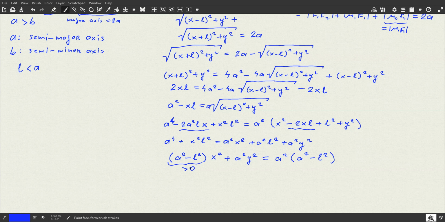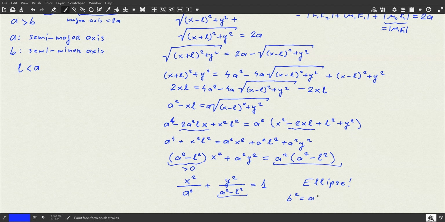Okay. So now, dividing the left-hand side and the right-hand side by the product of A squared and A squared minus L squared, we finally get x squared divided by A squared plus y squared divided by A squared minus L squared equals 1. So this is indeed the ellipse. And from this, compared to our original equation, we immediately see that b squared for the semi-minor axis is equal to A squared minus L squared.